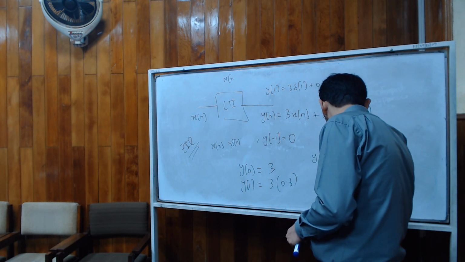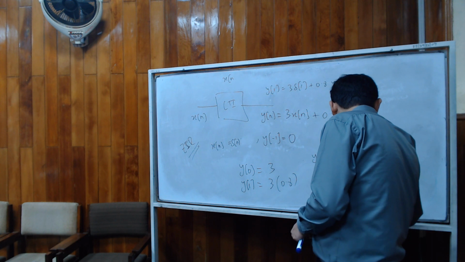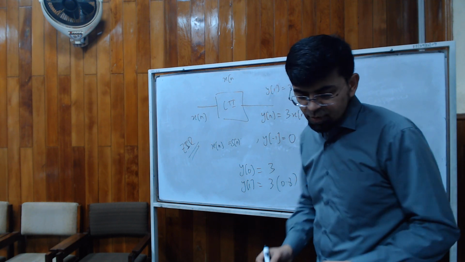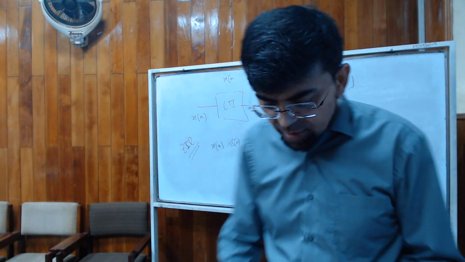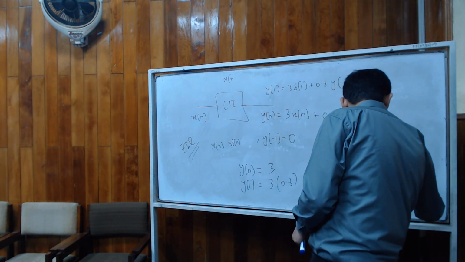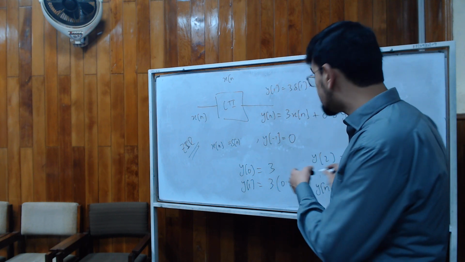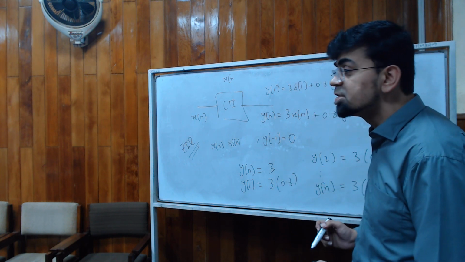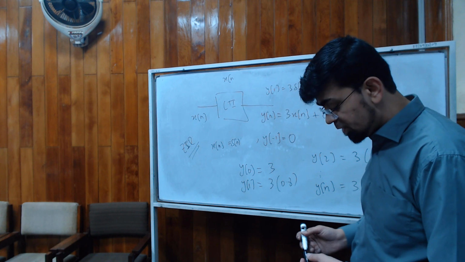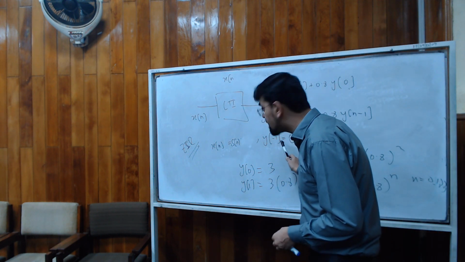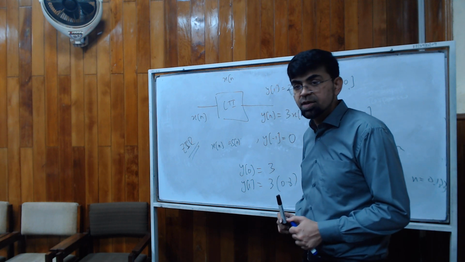Now tell me yn quickly. Just put n in. n can be any integer: 0, 1, 2, 3. So it will be 3 times 0.8 to the power n. What is this response? It is the zero state response. Why? Because you assume that the initial condition is 0.